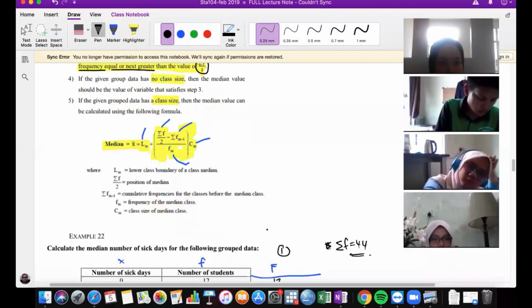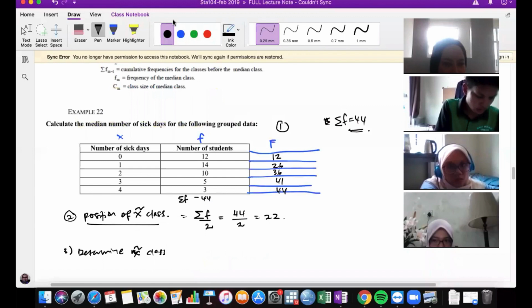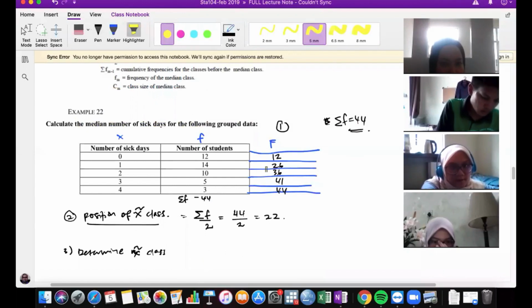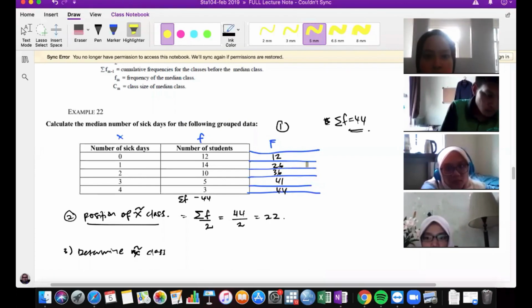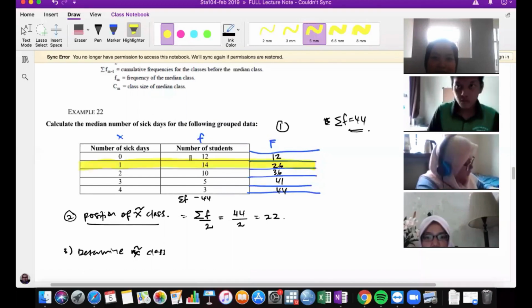So the position of median is 22. We need to find the class where the cumulative frequency equal to 22 or next greater to 22. Do you have equal to 22? Don't have, right? Class number 2. Right.